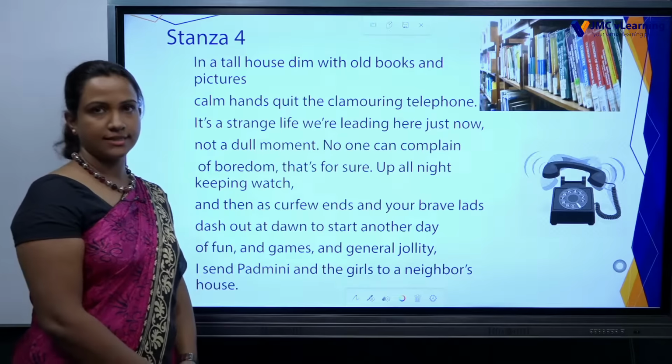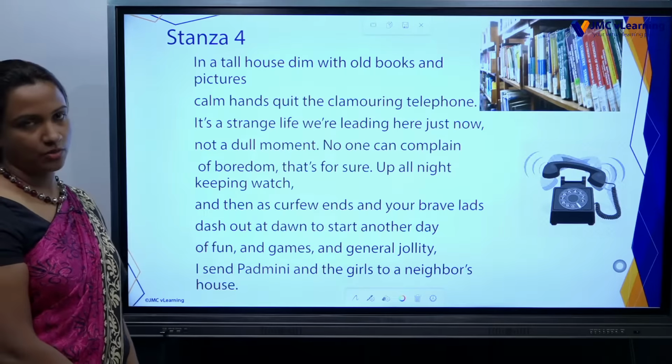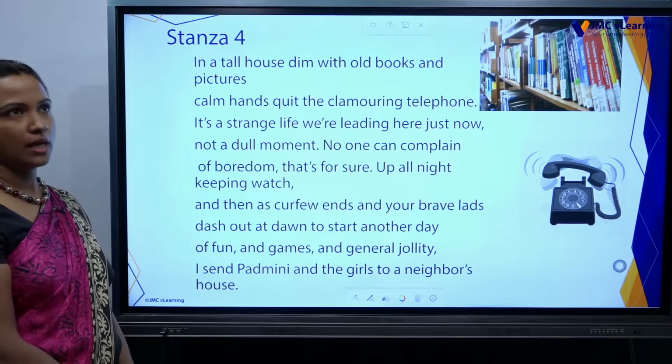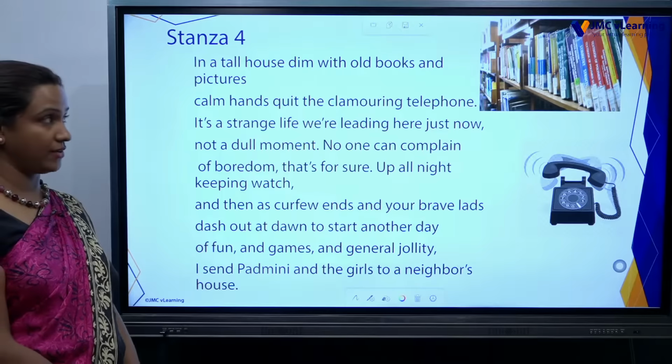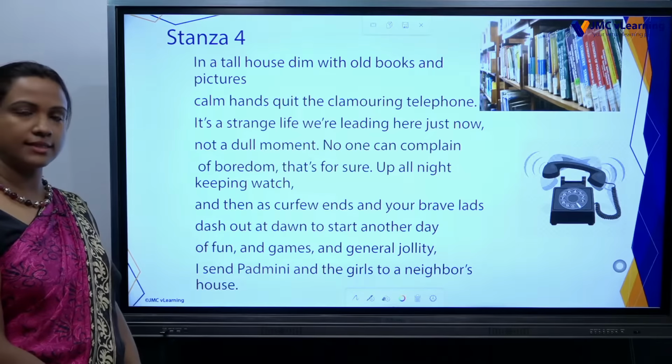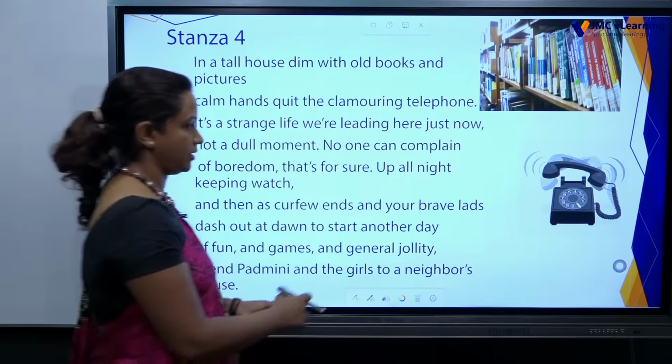Well, this stanza is about a veteran. A veteran is a person who has lived for a long time and has gained a lot of experience. Actually, I think this is about a Tamil veteran.